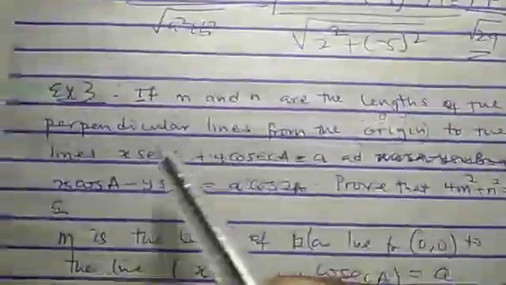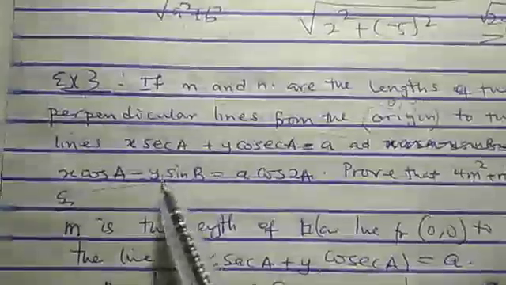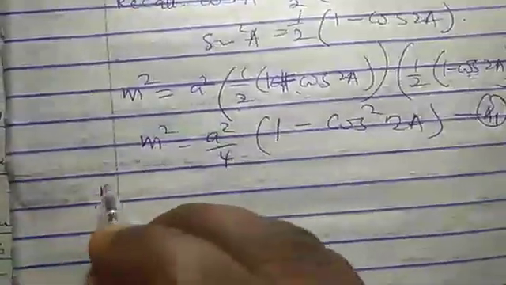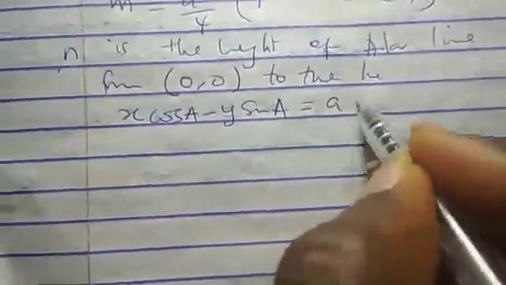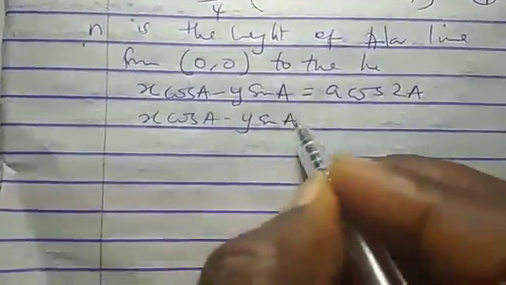Also from the second one, we are told that n is the length of the perpendicular line to this one from the origin. M is for this, while n is for this. So from the second statement, n is the length of the perpendicular line from the origin, that is from (0, 0), to the line x cos a minus y sin a is equal to a cos 2a. Let us bring this one here: x cos a minus y sin a minus a cos 2a is equal to 0.